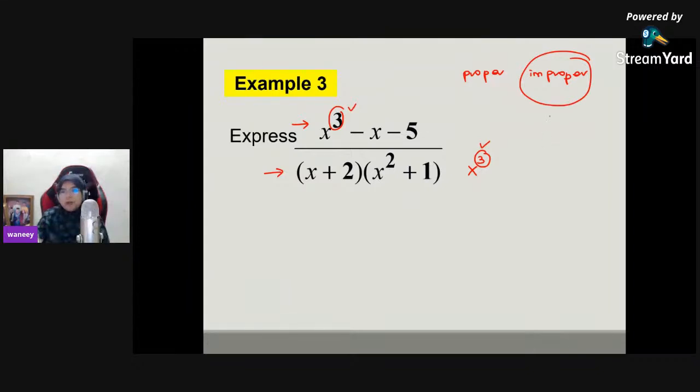So improper fraction, there is only one way to solve them. You got to do long division first. Otherwise, we cannot do our partial fraction. So do make sure to do the long division first.